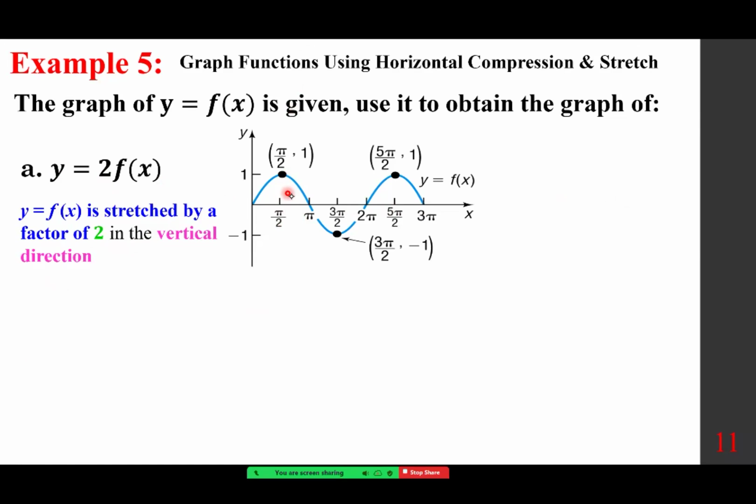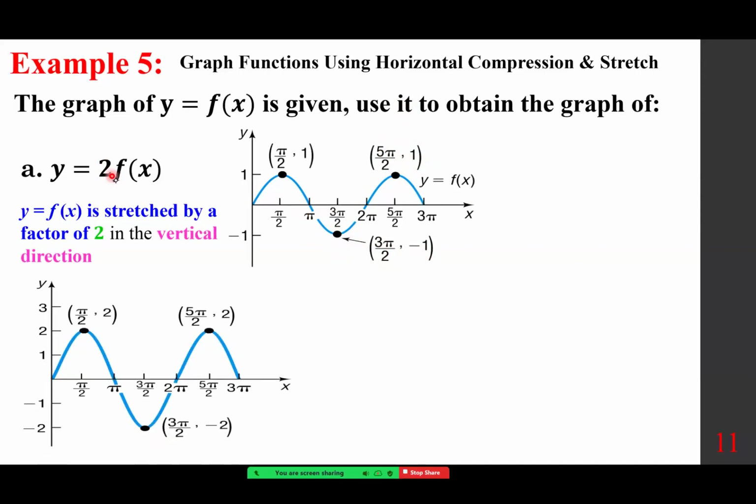So this one has coordinates, for example, pi over 2 comma 1. It still has the x coordinate pi over 2, but the y gets multiplied by 2: 1 times 2, so this becomes pi over 2 comma 2. So you bring it up. This one becomes 5 pi over 2 comma 2. This one is still 3 pi over 2, but it's negative 1 times 2, or negative 2. And of course, this is pi comma 0. 0 doesn't change anything, because any number times 0 remains the same.